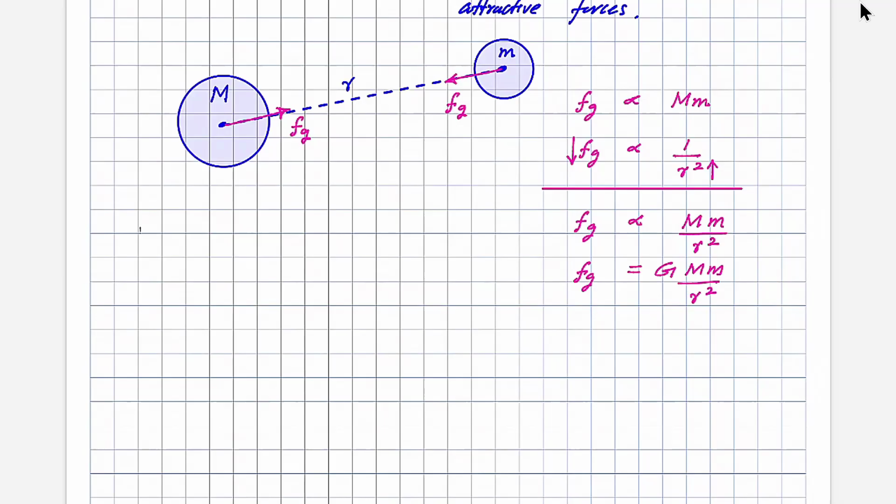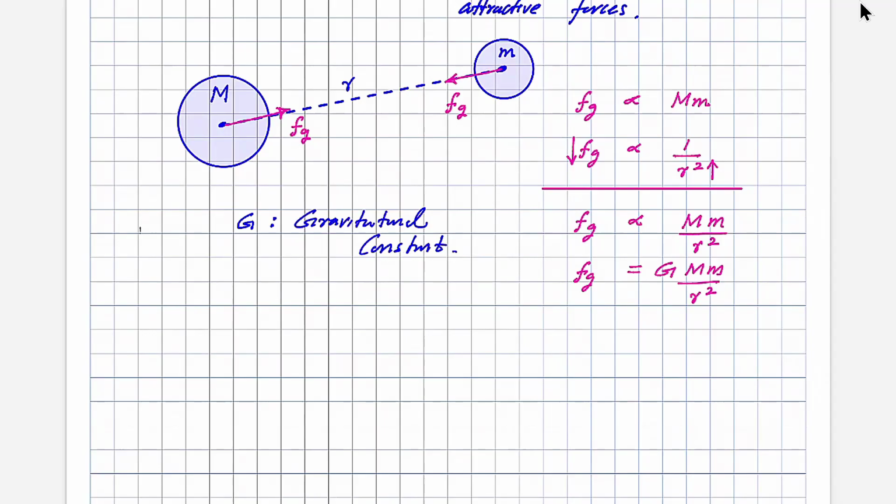G is the constant. So in this case, G is constant. This G is called the gravitational constant. This is given to you in the exam. So this is called a universal constant. What do you mean by universal constant? Anywhere in the universe, this is a constant.